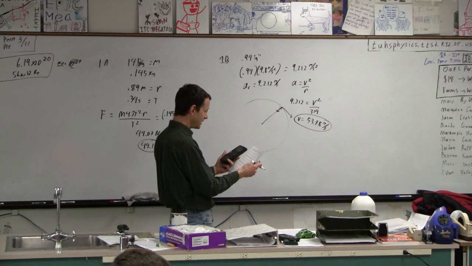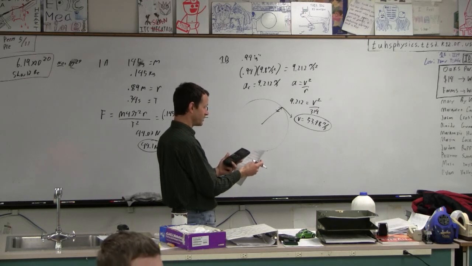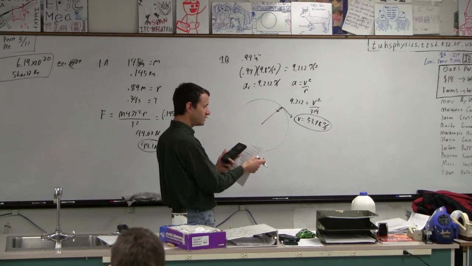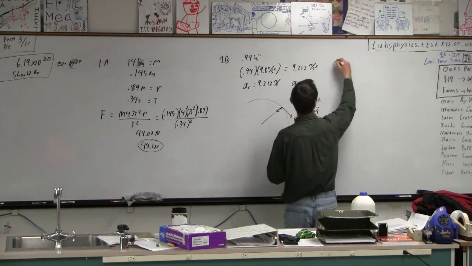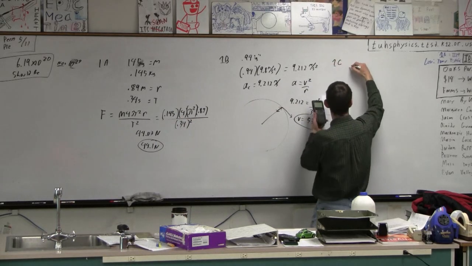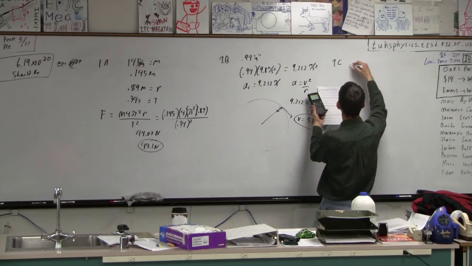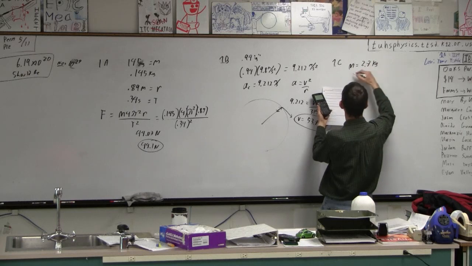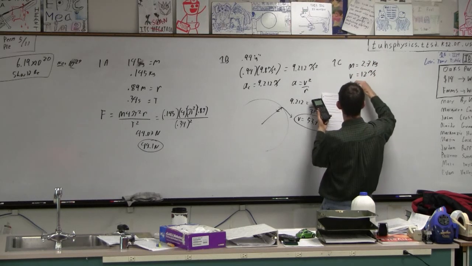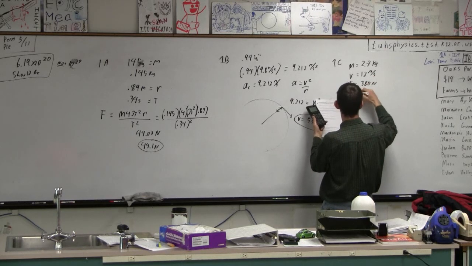Yeah, that's right. And then a hammer goes around a circle with a speed of 12 meters per second. This requires a force of 380 newtons. What's the radius? So that's c. Right. So the mass is 2.7 kilograms. The velocity is 12. The force is 380 newtons. And then the question is, what's the radius?